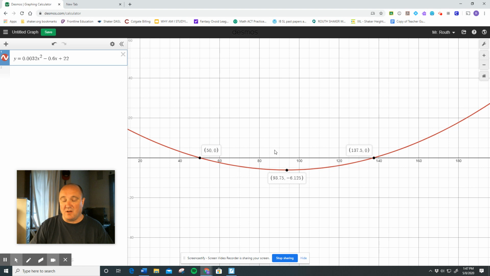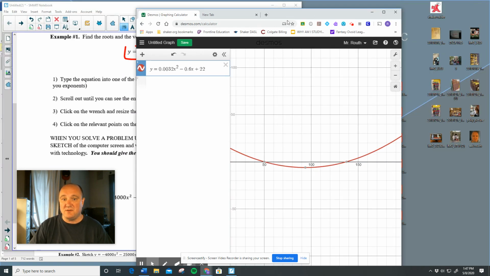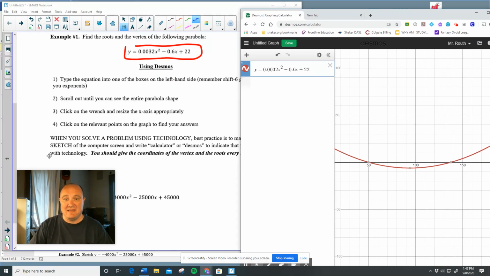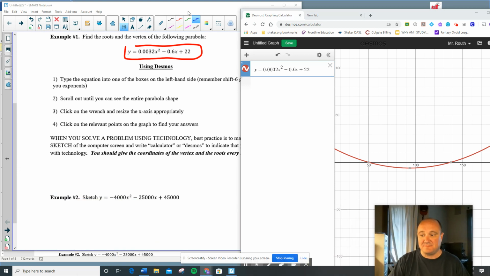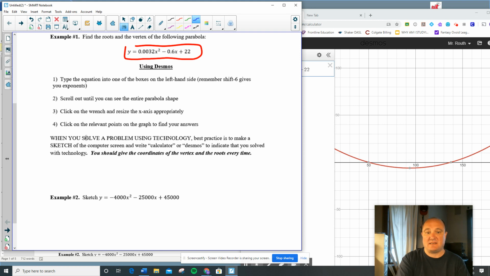So I've kind of honed in on the parabola here without much need to go into the wrench and change the scale. That would be the next problem. So what do I do if I'm asked to sketch this? Well, when you solve a problem using technology, the best practice is to make a sketch of the computer screen and write calculator or Desmos so that the teacher, or just for yourself, you know that you've solved this using technology.